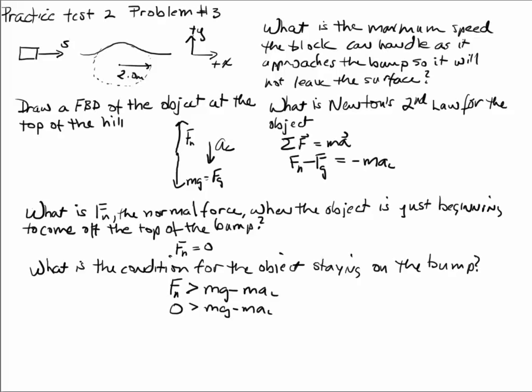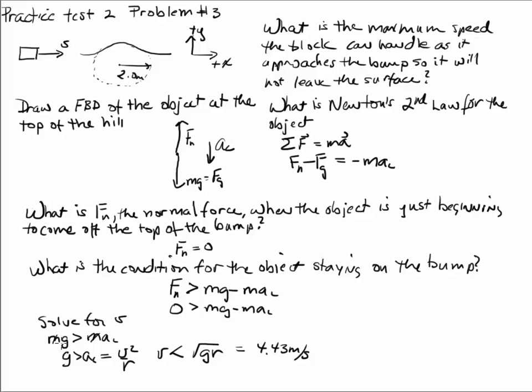Of course, the normal force must be greater than or equal to zero, which means that the force of gravity must be greater than or equal to the centripetal force. Let's solve for V. We have G greater than the centripetal acceleration, where centripetal acceleration is equal to V squared over R. We can now write this as V less than the square root of GR, and that equals 4.43 meters per second. End of problem.